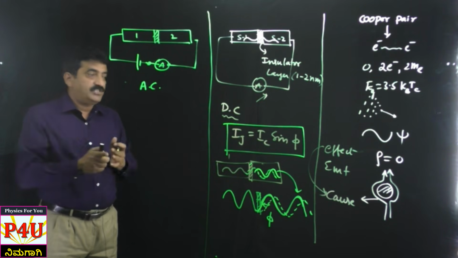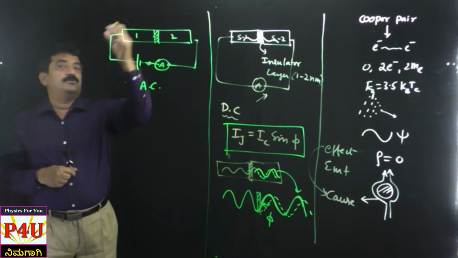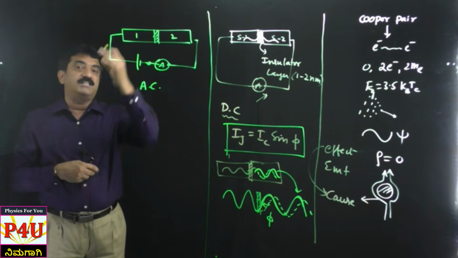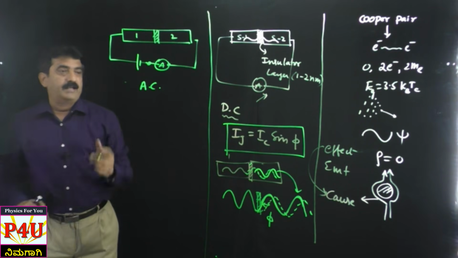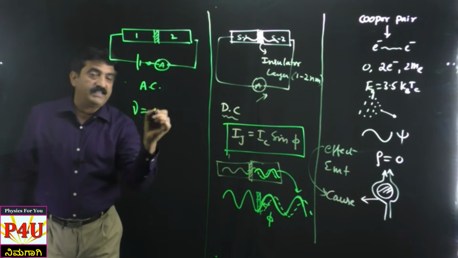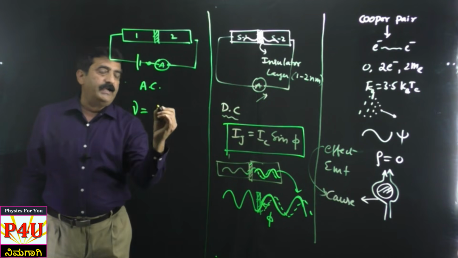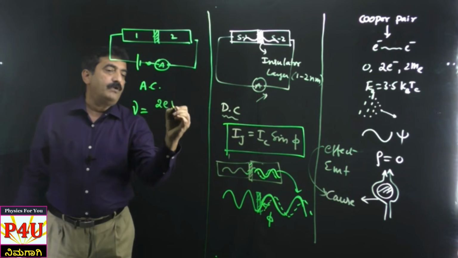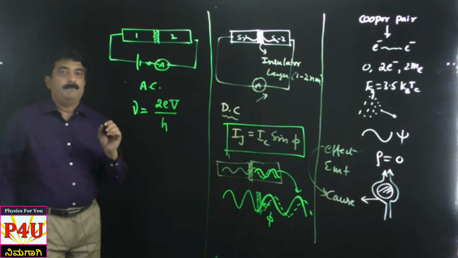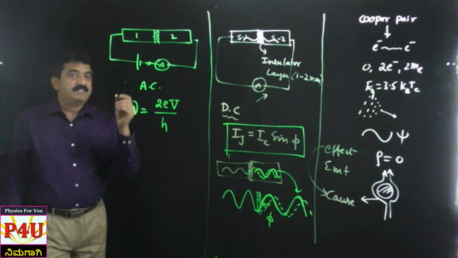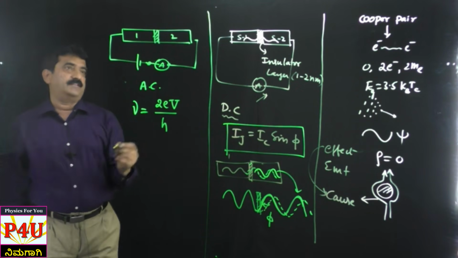So DC means a steady current. Steady voltage is producing variable current. And the frequency of the AC produced, you can show that it is 2eV/h, where V is nothing but the applied voltage and h stands for Planck's constant. Okay, so this is nothing but the AC Josephson effect.